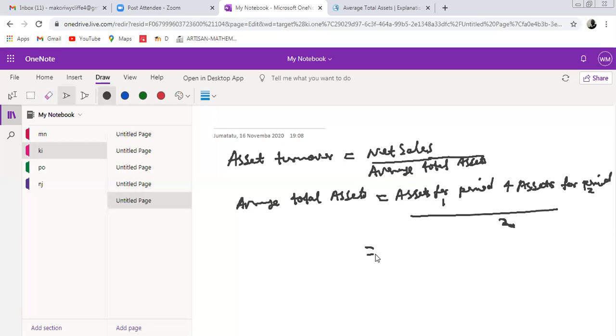In that case, the total assets for 2017 were 22,800 plus the total assets for 2018, which is 25,400. This is 48,200, then you divide by 2. That will give you the average total assets.